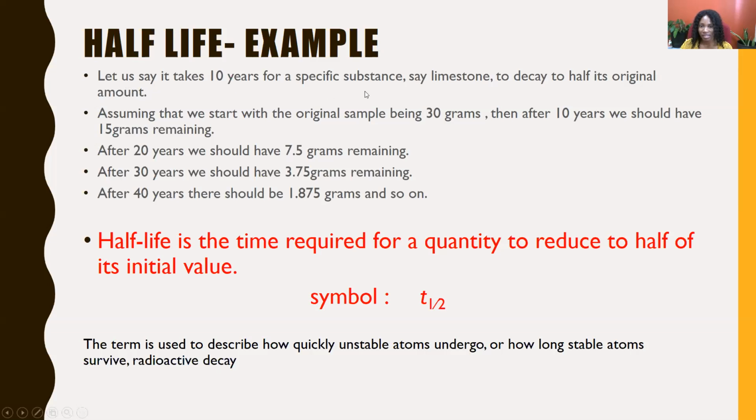We're going to say that the substance is limestone and it takes 10 years for that specific substance to decay or to reach half of its original amount. If we start off with 30 grams, then after the first set of 10 years, we should have half of the original amount, which is 15 grams. After 20 years, which is 2 sets of half-lives, we should have half of the 15 grams, which is 7.5 grams, and so on and so forth. Now, the symbol for half-life is T with a subscript half written below it, as you see here.